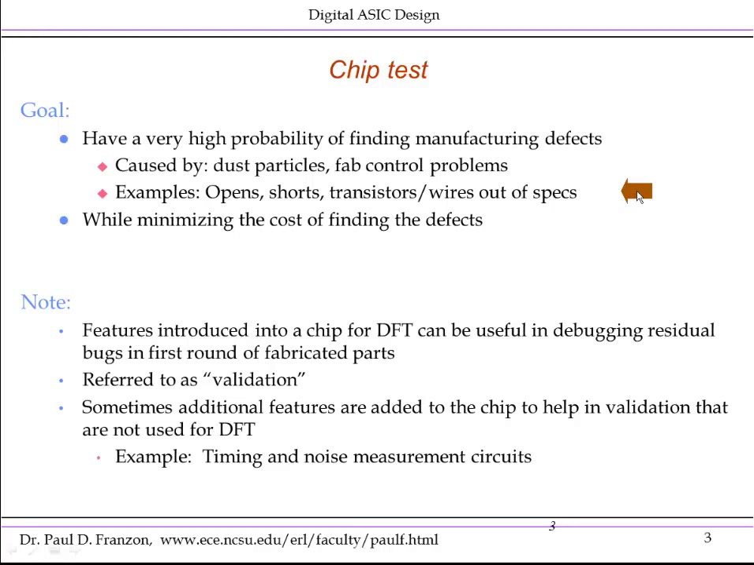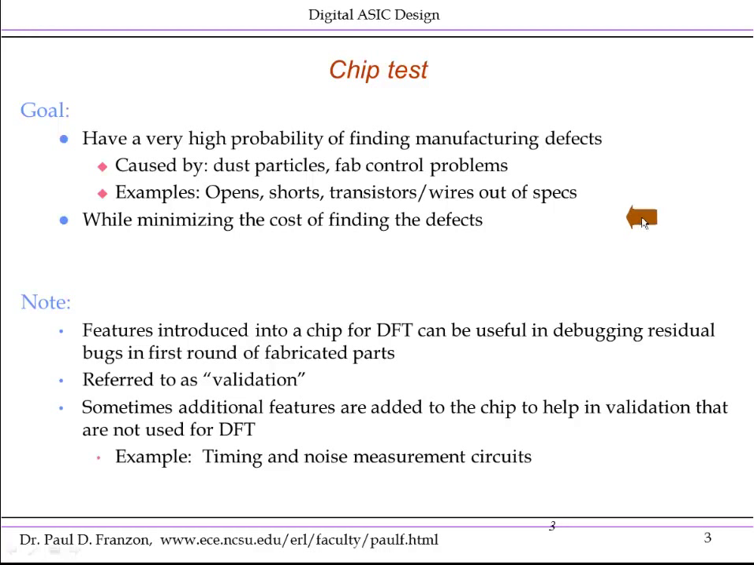Now this is a pure overhead function. We are expected to sell chips that work. So we want to have a very high probability of finding these defects. However, the customer does not reward us for spending too much money on chip test. Thus, our goal is to get a very high coverage of potential defects, this is called test coverage, while minimizing the cost of finding the defects. And this is where the designer gets involved in terms of evaluating the different techniques in order to minimize this cost while having a high probability of finding defects.